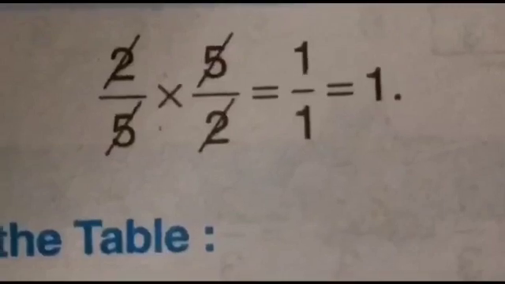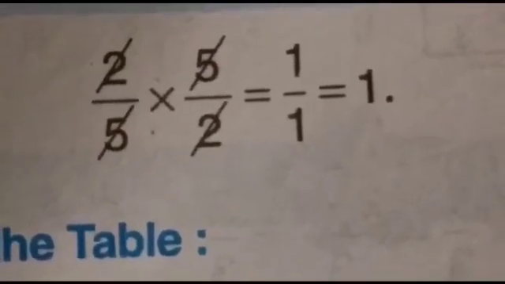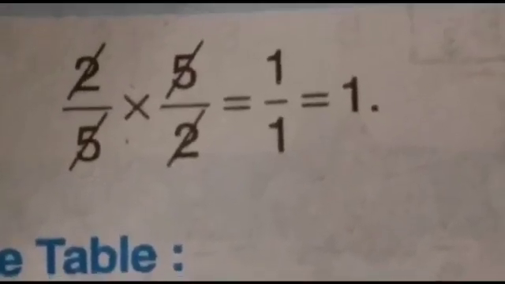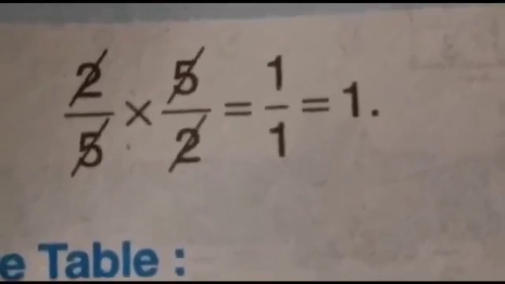Then what about this whole number? Its reciprocal will be a unit fraction, that means 1 by 5. What happens when we multiply a fraction with its reciprocal? Then the answer will be 1.